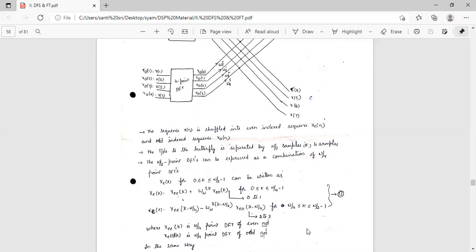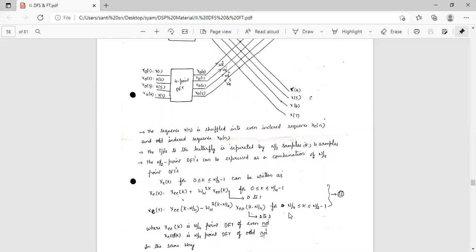Next, XC of K is equal to XCE of K minus n by 4 minus Wn for 2 into K minus n by 4, XEO of K minus n by 4 for n by 4 is less than or equal to K is less than or equal to n by 2 minus 1.